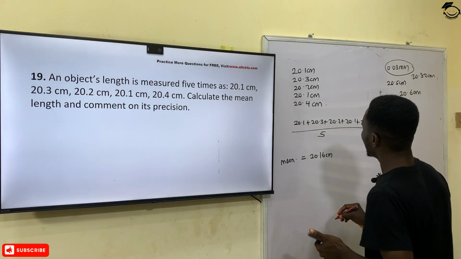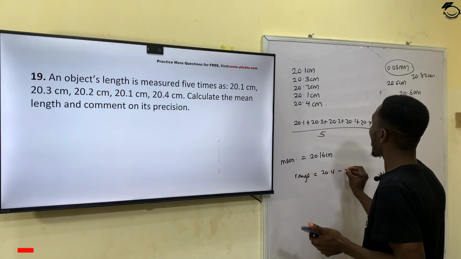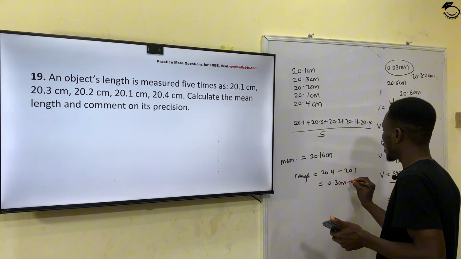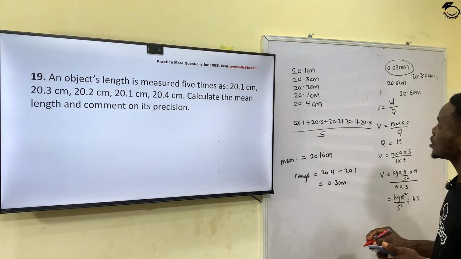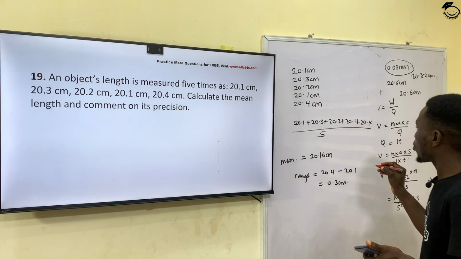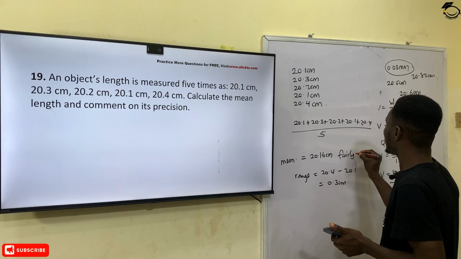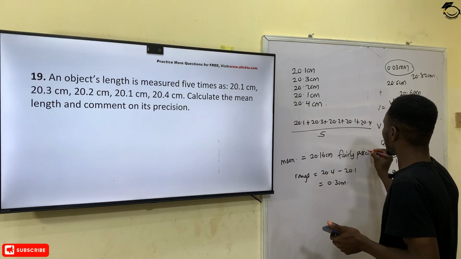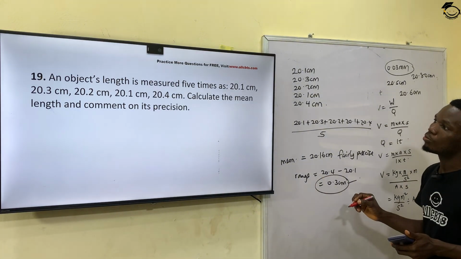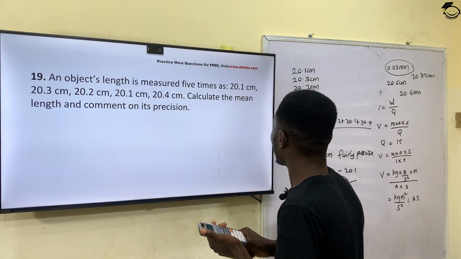Now that I've gotten the mean, what is the range? So our range here is 20.4 minus 20.1. It means what I'll be having is 0.3 centimeters. So looking at this, these values are what? Slightly precise or fairly precise. We can say it is fairly precise. And why is it fairly precise? Because the range here is fair for a meter rule reading, looking at 0.3 centimeter difference. So it is fairly precise.